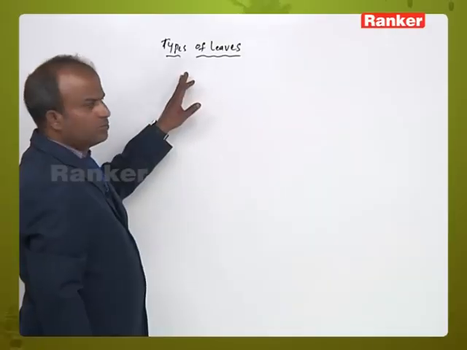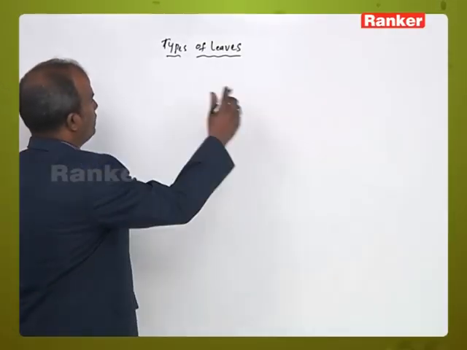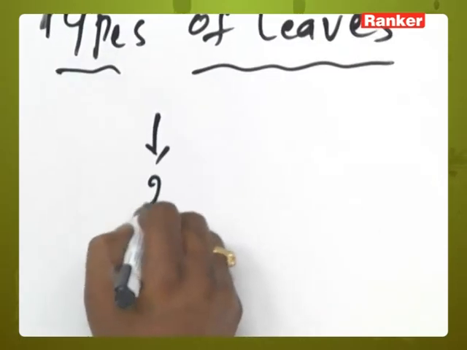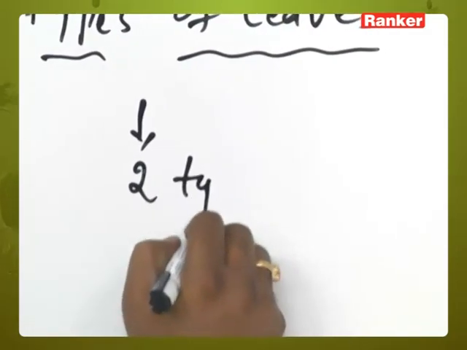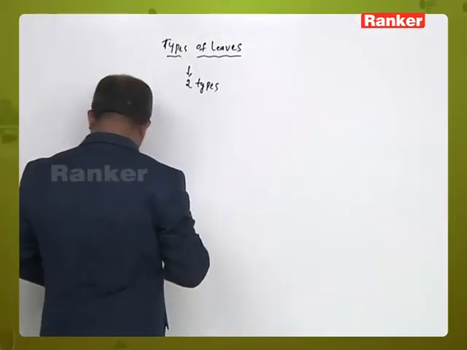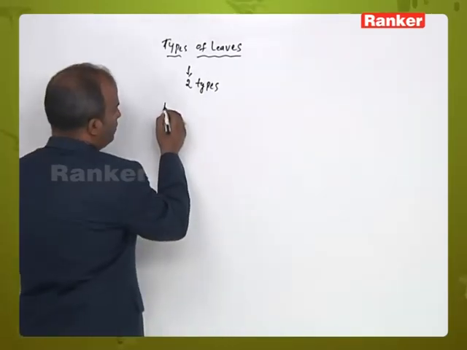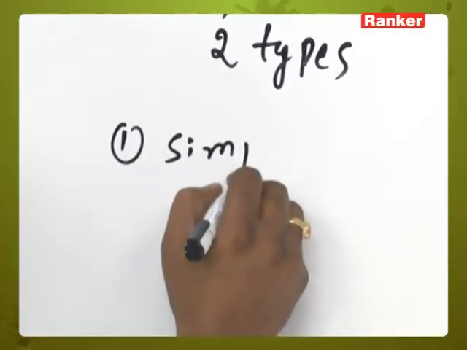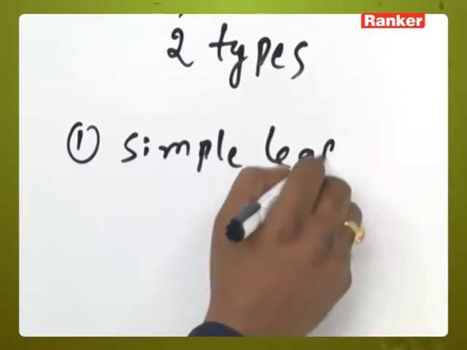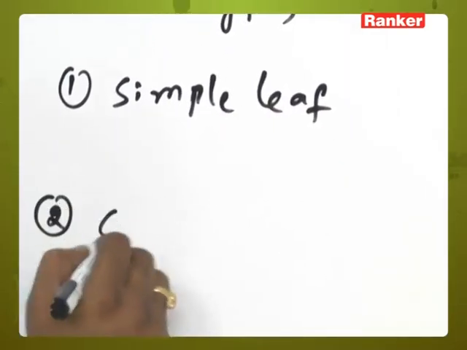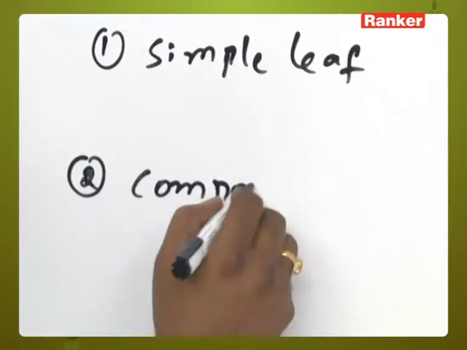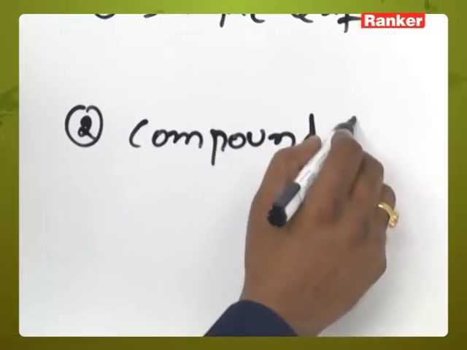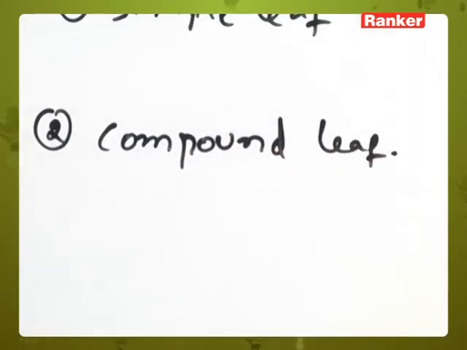So now we go to types of leaves. Leaves are of two types. One is a simple leaf, and the second one is a compound leaf.